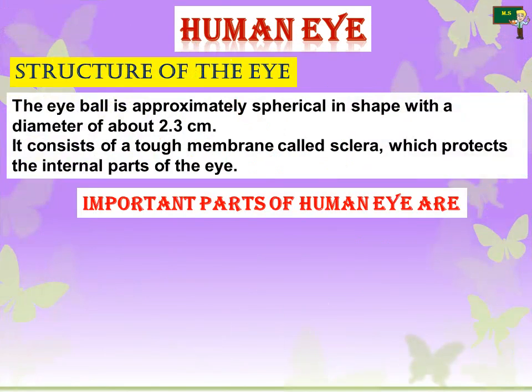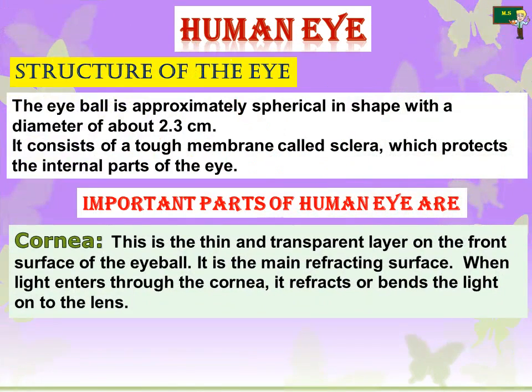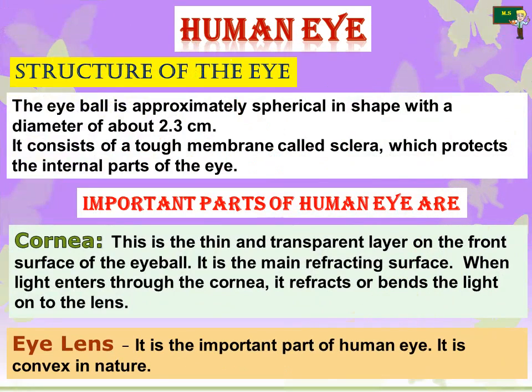Now, important parts of the human eye. First one, cornea. This is the thin and transparent layer on the front surface of the eyeball. It is the main refracting surface. That means it bends the light from the environment. When the light enters through the cornea, it refracts or bends the light onto the lens. Then the eye lens, an important part of the human eye.